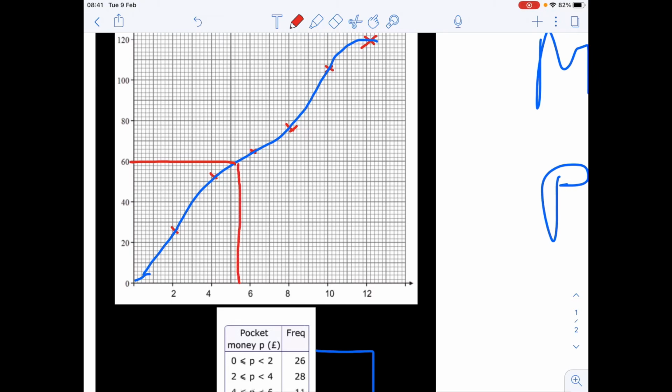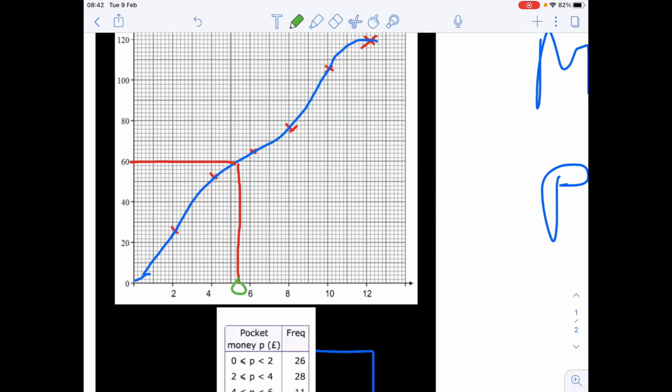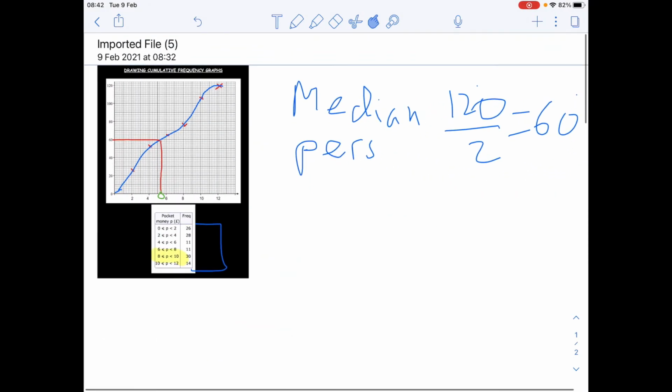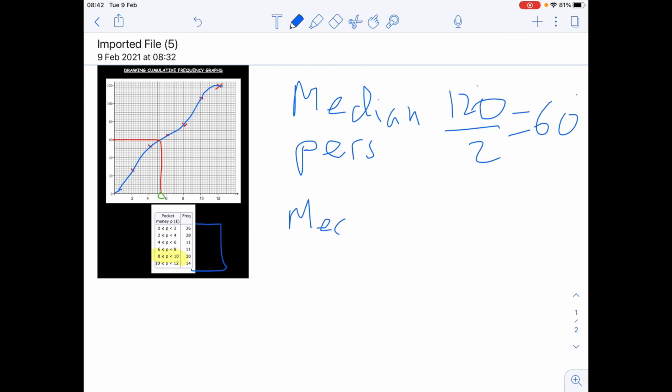And obviously in the exam there is leeway, because your cumulative frequency graphs will be drawn differently. Not everyone's going to get the same answer, but there's a range of values. So from my graph I make that £5 and 40 pence. That's the value here. So the median is going to be £5.40.